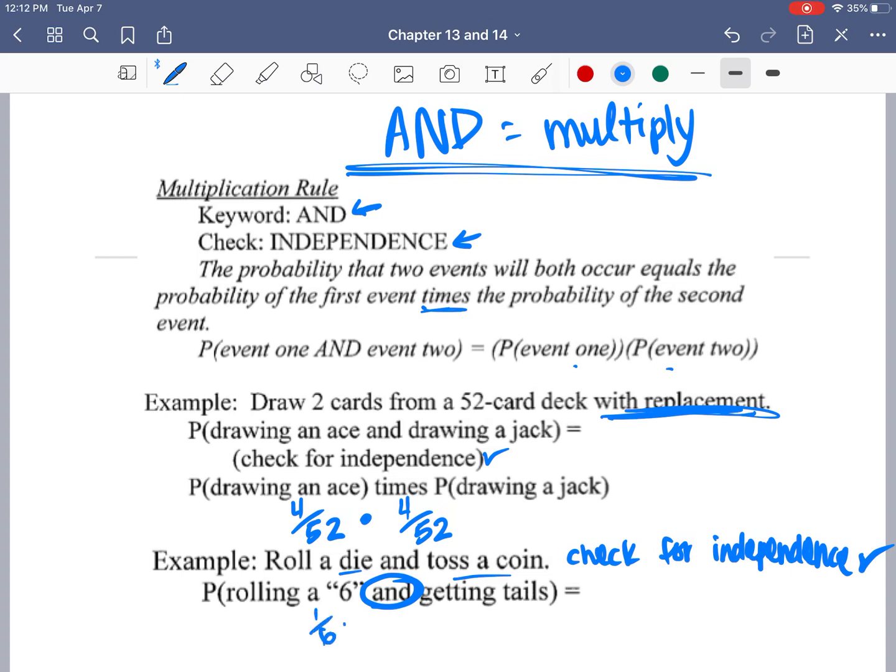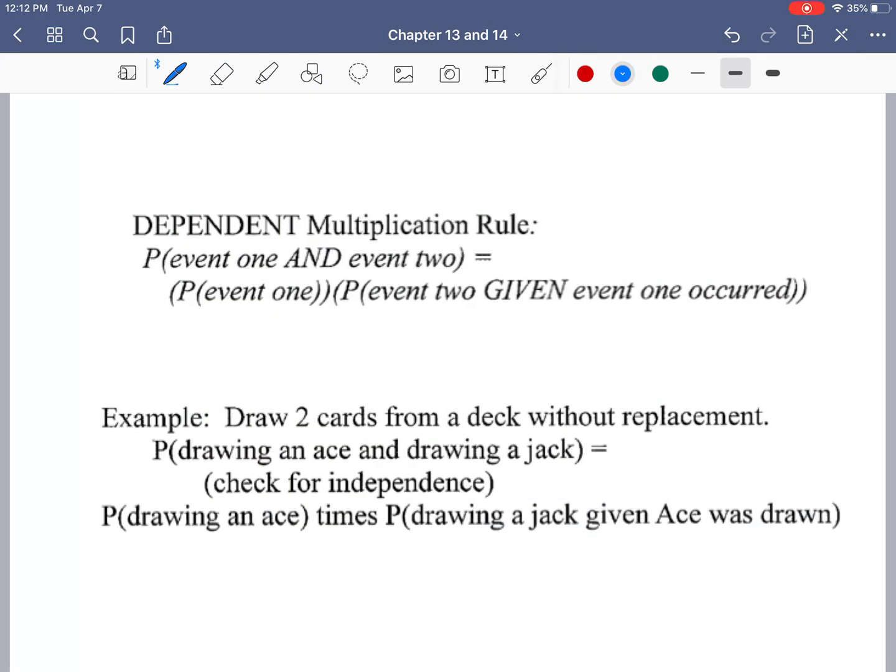So if we roll a 6, that's a 1/6 chance of happening on a die. Getting a tails is a 1/2 chance of happening on a coin. So it's that. And again, you do not have to simplify that down. If you want to, you can. I'm not going to. It's just 1/6 times 1/2.